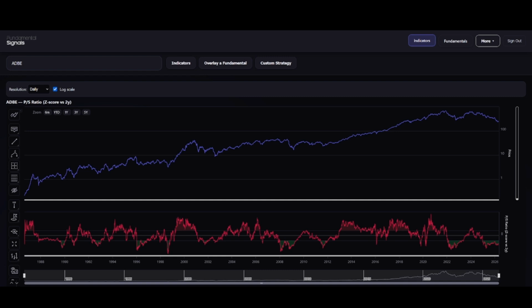Today I want to talk about one of the most undervalued stocks right now in the market, and that's Adobe. I'm going to show you why it's so undervalued. First, let's take a look at the P/S ratio against the 2 years average.